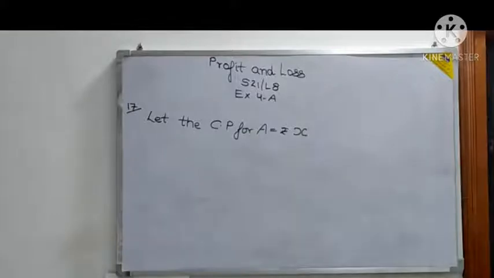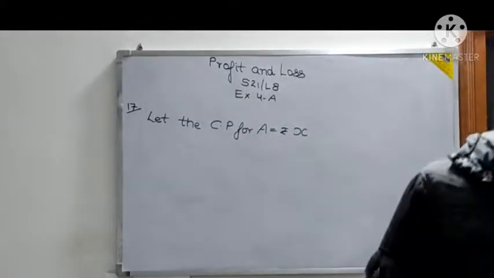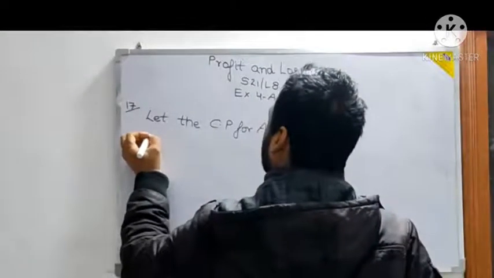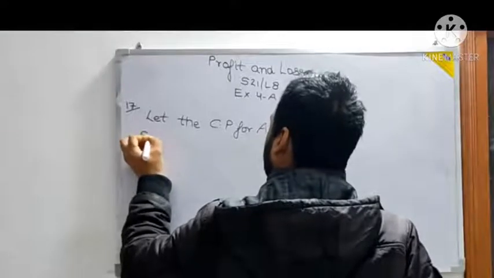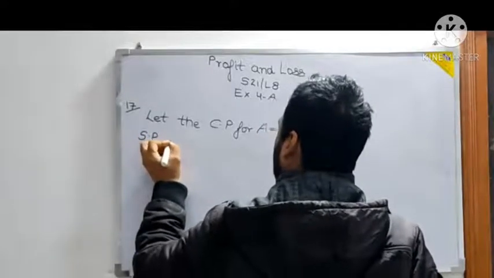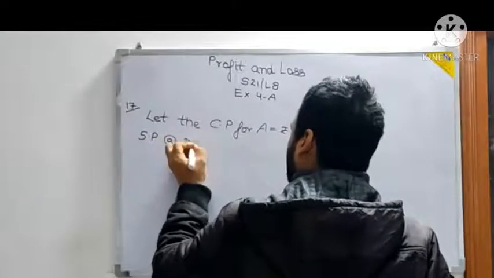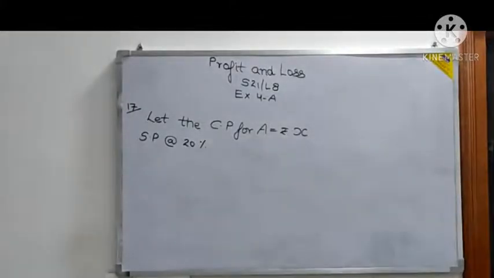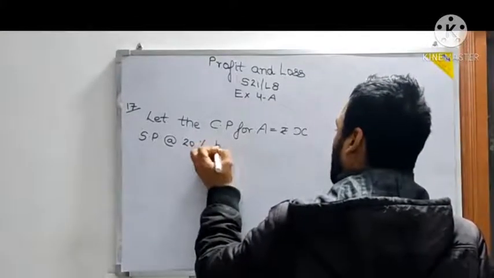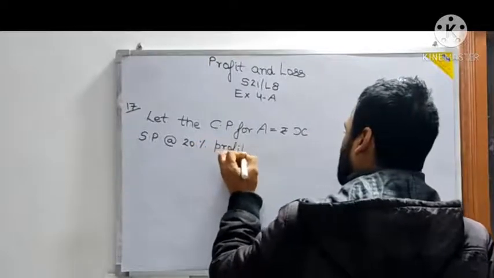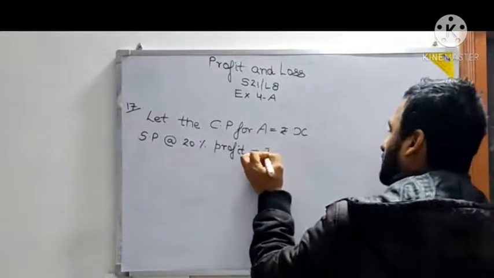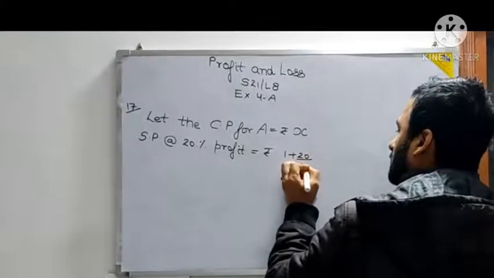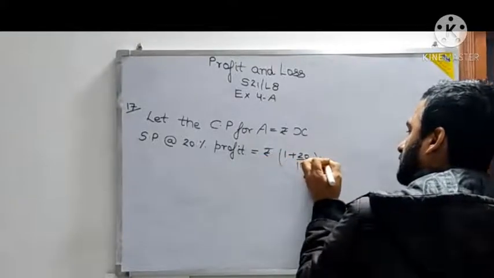Now, so now see, if CP is X and A is selling at a profit of 20%, so right here SP at 20% profit. Now you are having the formula. So that will be equal to rupees symbol we make 1 plus 20 upon 100 into X.